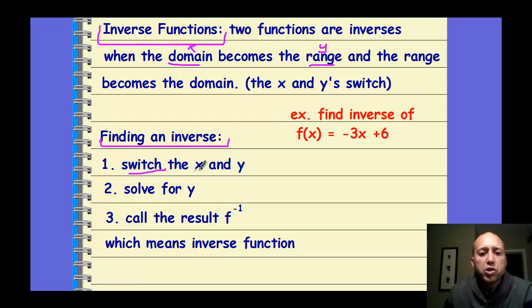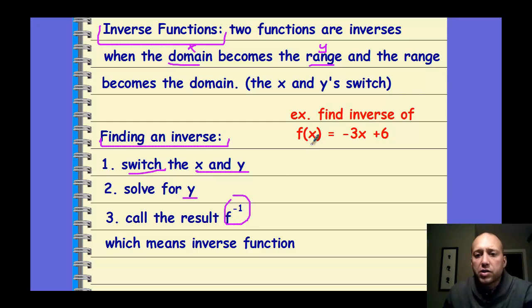To find the inverses, these are the steps you want to go through. You need to switch the x and y, and that's just the definition. The x becomes the y, the y becomes the x. You switch the domain and range. After you've done that, you still want to solve for y, or isolate y, and then we call the result f to the negative 1.